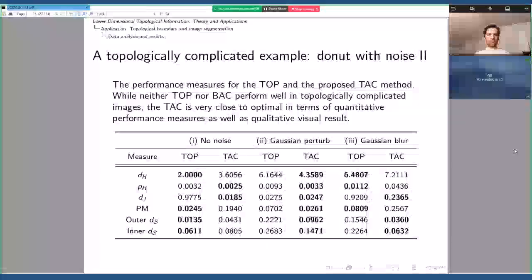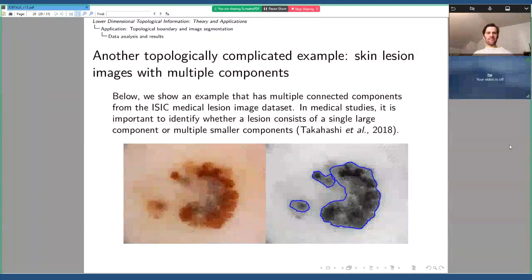For a real data set application, again, we're focusing on the skin lesion images. In this case, it's important to identify whether a specific image contains multiple kinetic components or one large kinetic component, since that helps the doctor to determine at which stage the patient is, and also to determine the optimal treatment methods.